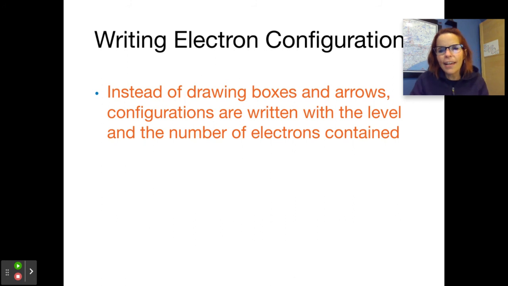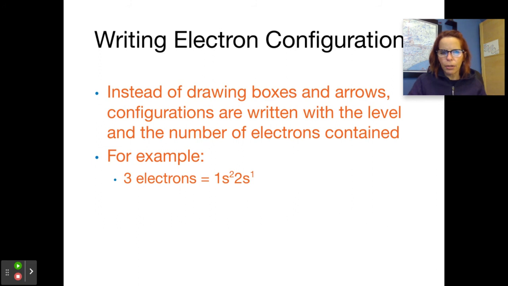All right, instead of drawing these boxes and arrows, no scientist in their right mind is going to spend any time drawing these boxes and arrows. They don't have time for that. So there are shorthand ways to do this, and there are shorter and even shorter ways to write these. So instead of drawing boxes and arrows, configurations are written with the level and the number of electrons contained in each orbital. So for example, lithium has 3 protons and 3 electrons.